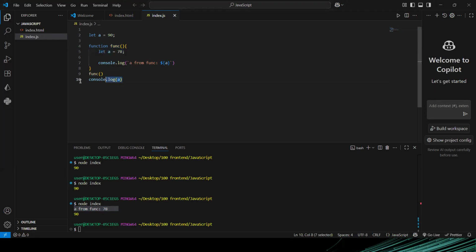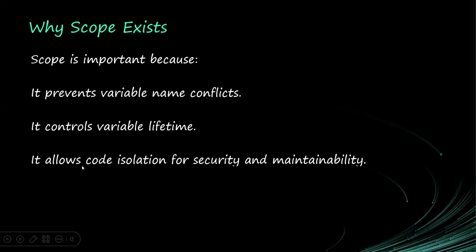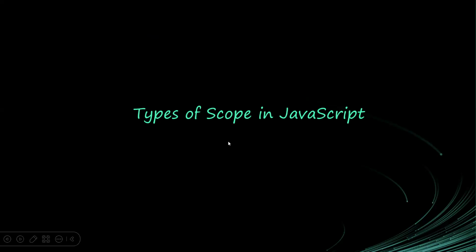But this one exists as long as this program exists. But this other one would only exist in the lifetime of this function. So as soon as this function call was finished, A will no longer be available. So that is the lifetime. So the scope determines the lifetime of a variable. It allows code isolation for security and maintainability. And let's take a look at types of scope.